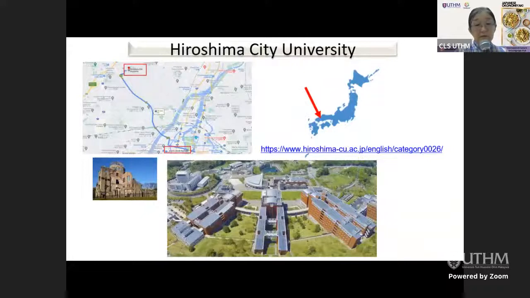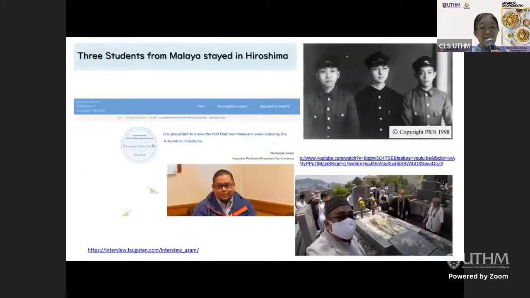Okay, sorry, technical problem. So I continue to introduce Hiroshima City University. Hiroshima City University is very near the atomic bomb dome, Genbaku dome. Last year we had the work culture workshop during that time. Dr. Azam gave us the light from the atomic bomb dome. And this is the story about the three students from Malaya.